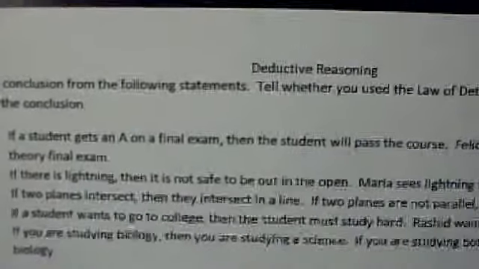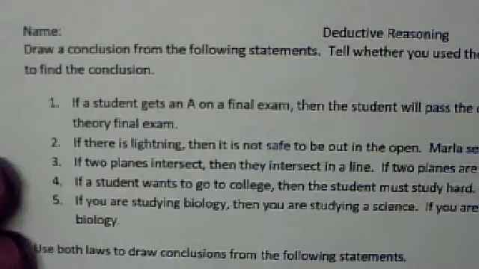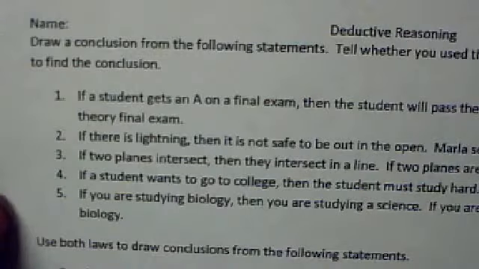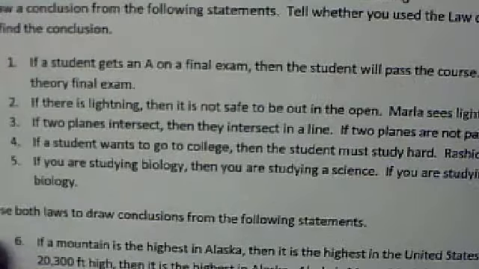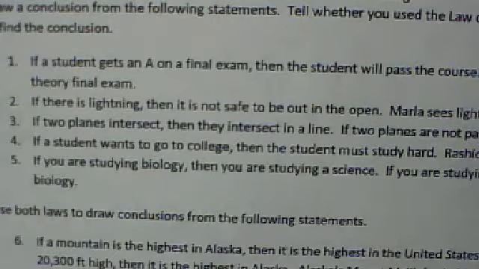So on the back of the sheet that you guys got yesterday is the deductive reasoning part. On this sheet, the first one says, draw a conclusion from the following statements. Tell whether you use the law of detachment or the law of syllogism to find the conclusion. So you're just going to go through and draw a conclusion based on these 5 different statements, and then write down your conclusion on your own paper, and then you can write down LOD for law of detachment or LOS for law of syllogism based on whichever one you used.